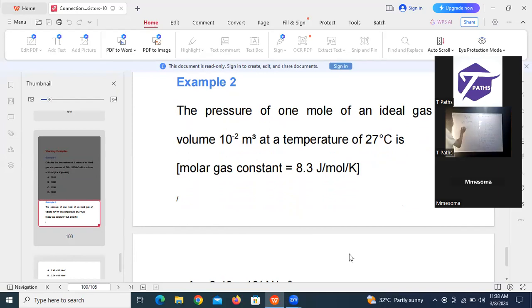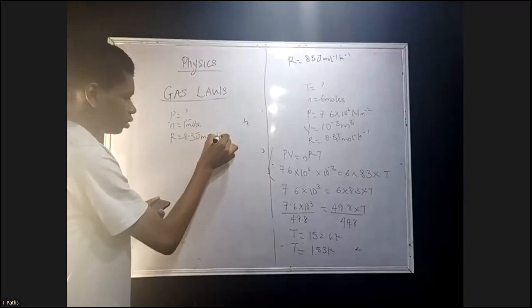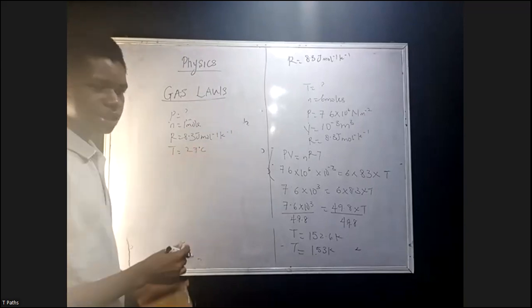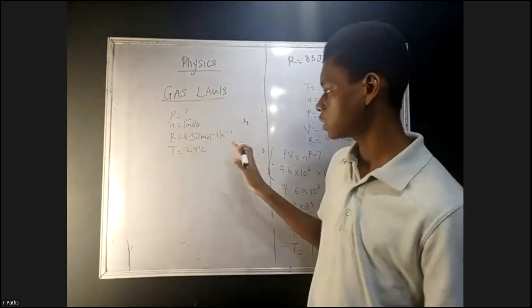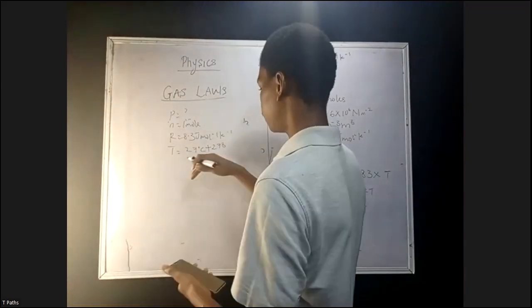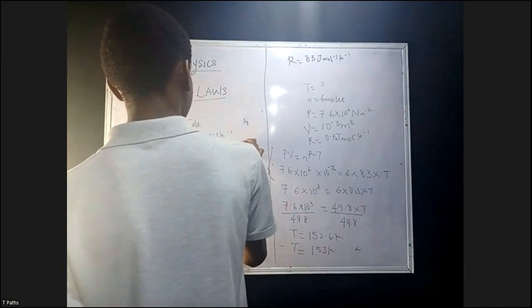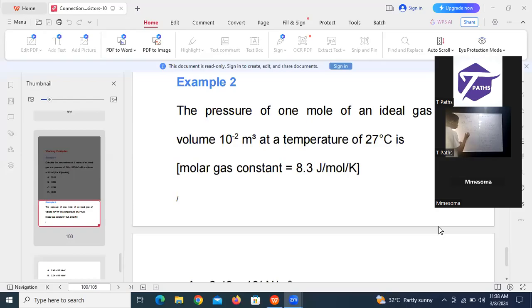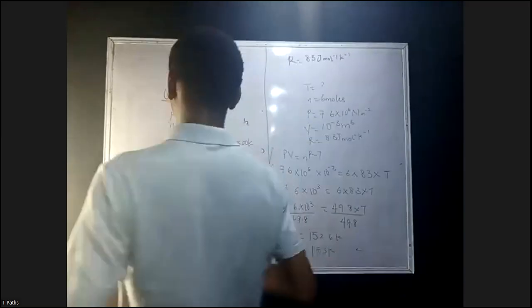And then the number of moles is 1 mole. Then R is always equal to 8.3 joule per mole per Kelvin. Next, my temperature is 27 degrees Celsius, which I have to convert to the Kelvin scale. Converting to Kelvin, I add 273 to it, which gives me 300 Kelvin. And then the volume is 10 raised to the power of minus 2 meter cube. So this is the volume, my temperature, my constant, the number of moles, and P. I'm calculating for P, which is pressure.